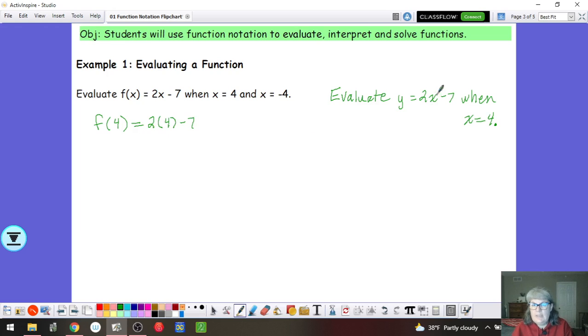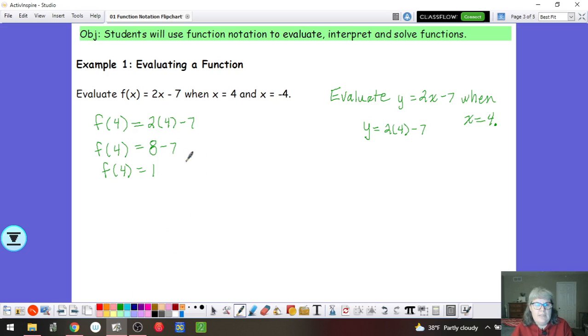And just like I would do over here on this equation that has x and y, I would just simplify the 2 times 4 subtract 7. That's all I'm going to do here. I'm going to keep the function notation. Remember, it's not an operation. 2 times 4 is 8. Subtract 7. So the value of our function when x is 4 is 1.